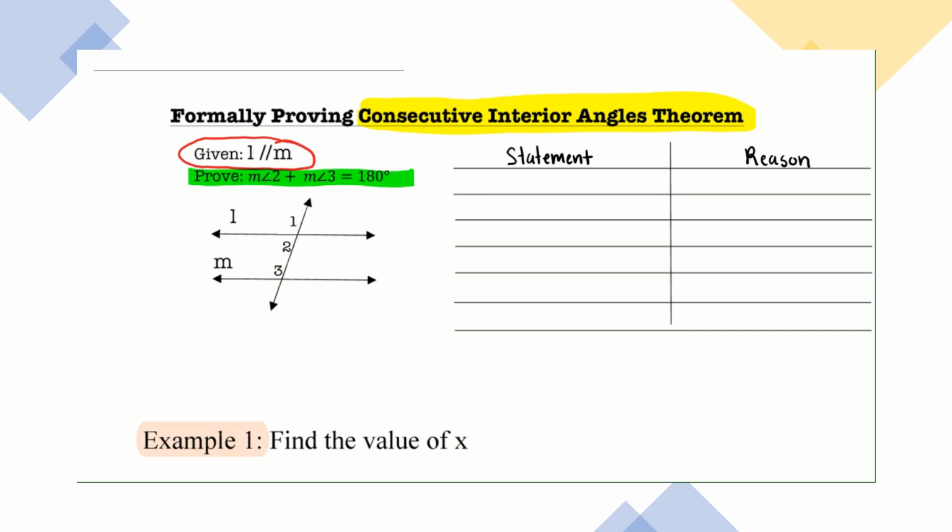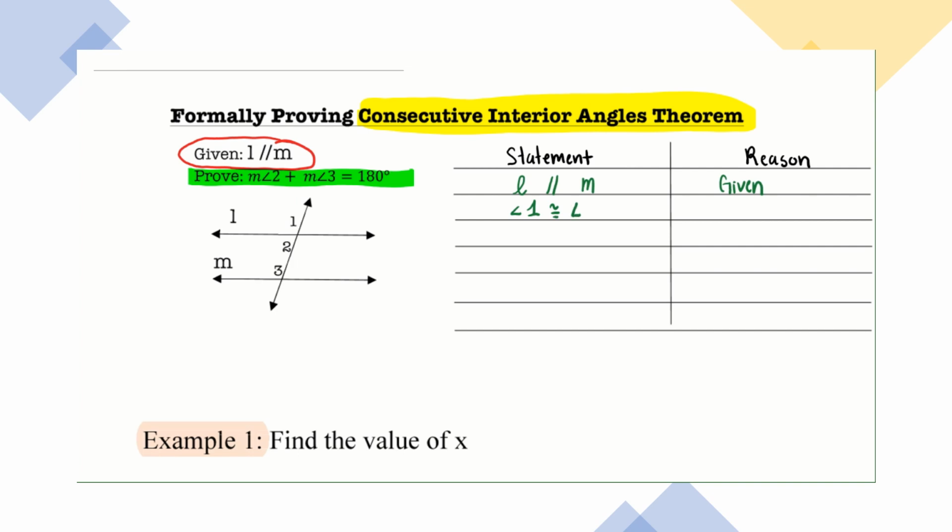So let's go ahead and label our two-column proof. The left side we have our statements, and then on the right side we'll have our reasons. So let's go ahead and start with our given. So we're given that line L is parallel to line M. And that's by our given.